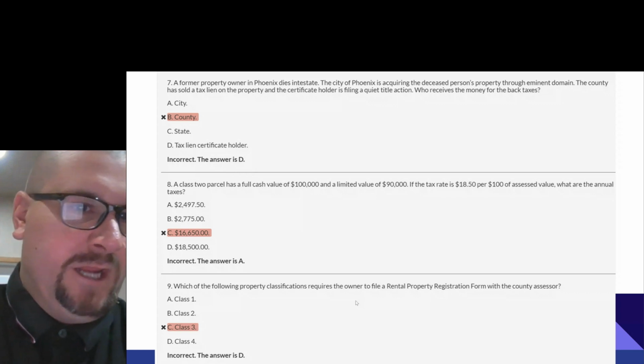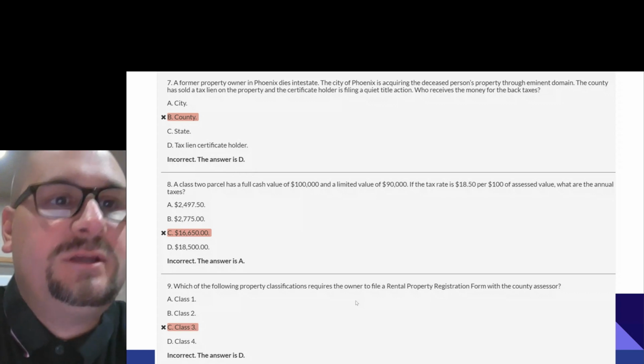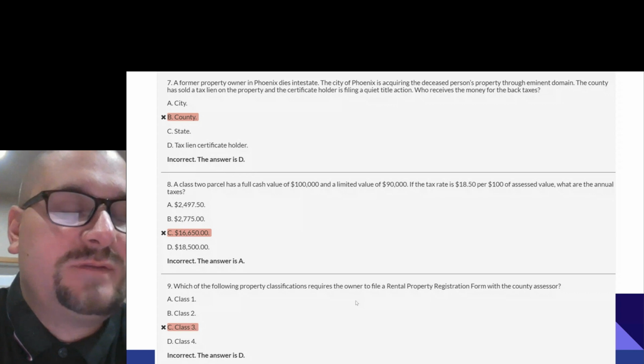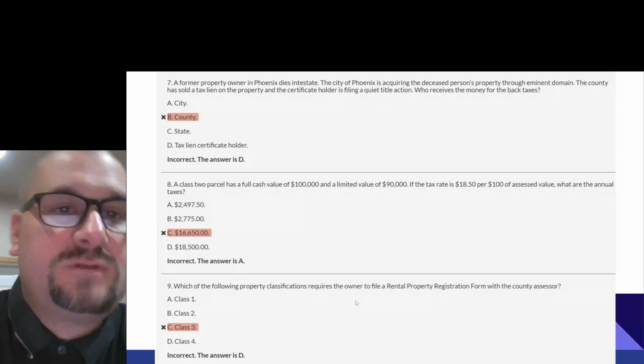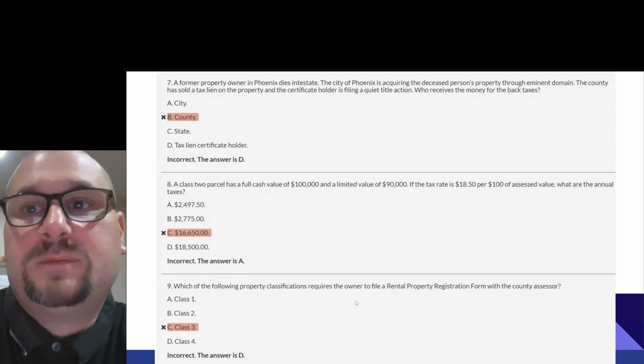So is it the city? No. The county? No. The state? No. The tax lien certificate holder. Whoever bought the tax lien, the holder of that tax lien certificate, is going to receive the money for the back taxes.